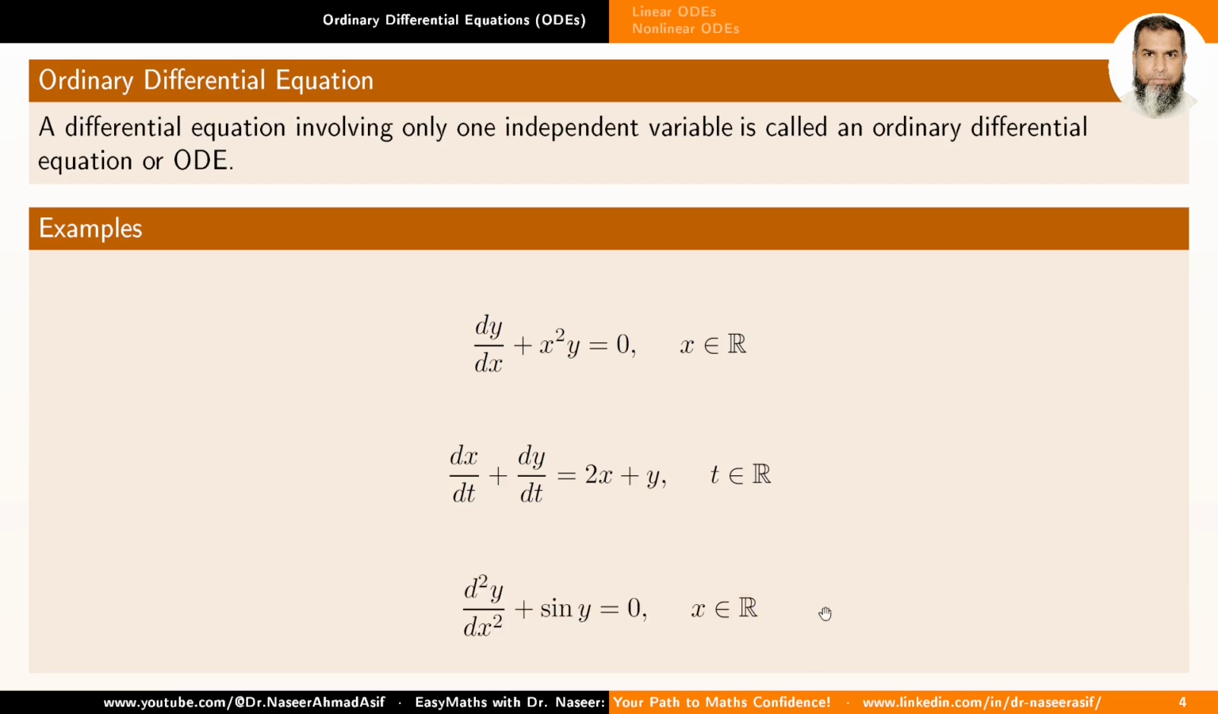We'll see another example. This is d2y by dx square plus sin y is equal to 0. This equation has two variables x and y. This is the derivative of y with respect to x. y is the dependent variable, x is the independent variable. In this equation, there is only one independent variable, so this is an ordinary differential equation.